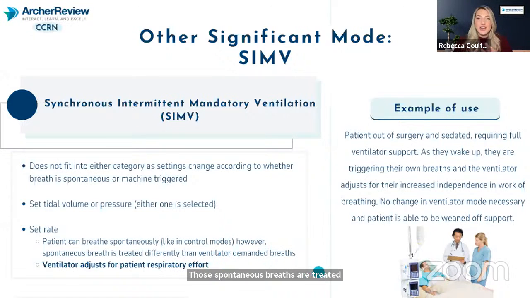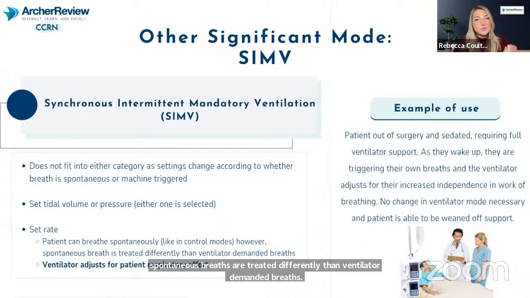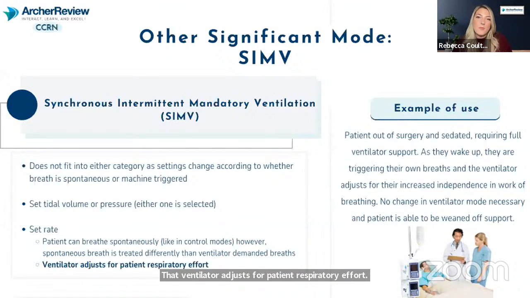That ventilator adjusts for patient respiratory effort. This is really important. It makes this mode a lot more comfortable because if you think about how you breathe, some breaths are really big, deep breaths, deep sighs, and other breaths are just normal, small breaths. And our tidal volume changes really wildly from breath to breath. And SIMV allows for that a little bit better and makes it more comfortable than some of our other modes.